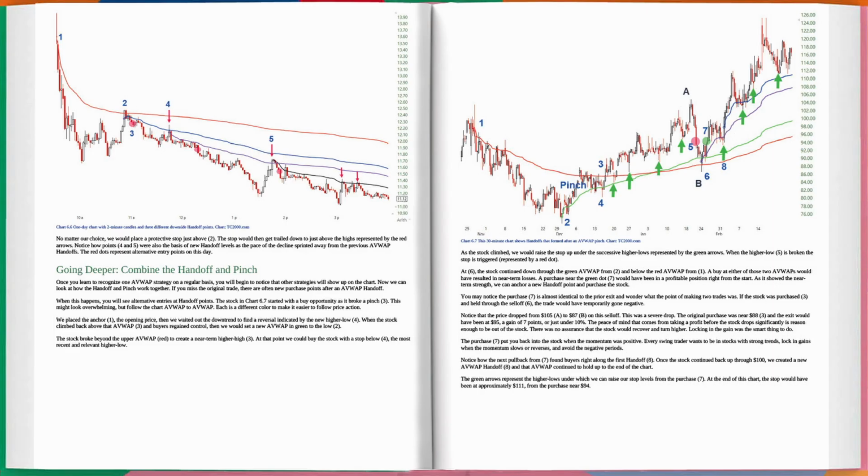As the stock climbed, we would raise the stop up under the successive higher lows represented by the green arrows. When the higher low 5 is broken, the stop is triggered, represented by a red dot. At 6, the stock continued down through the green AVWAP from 2 and below the red AVWAP from 1. A buy at either of those 2 AVWAPs would have resulted in near-term losses.